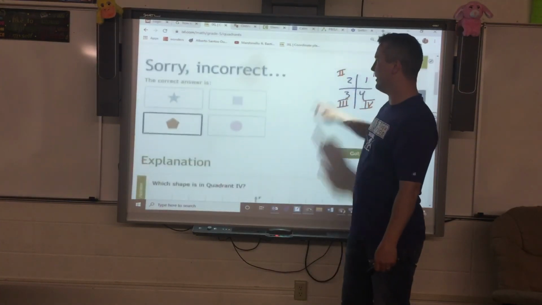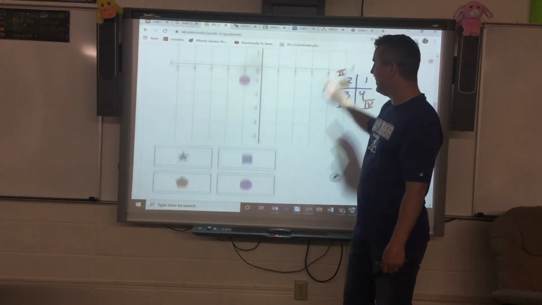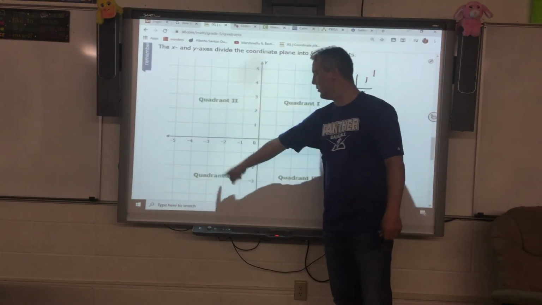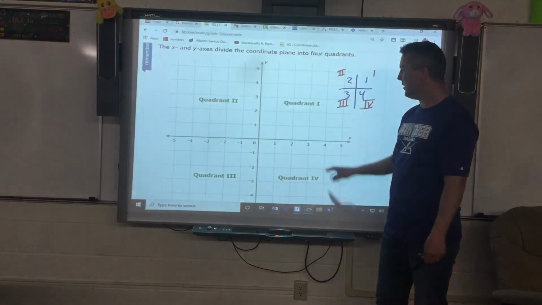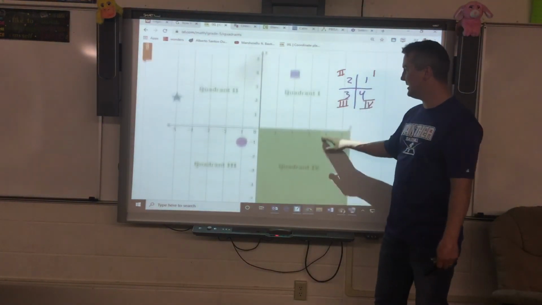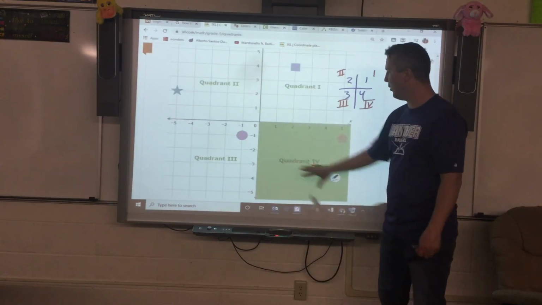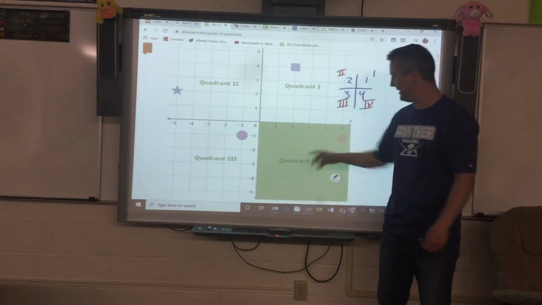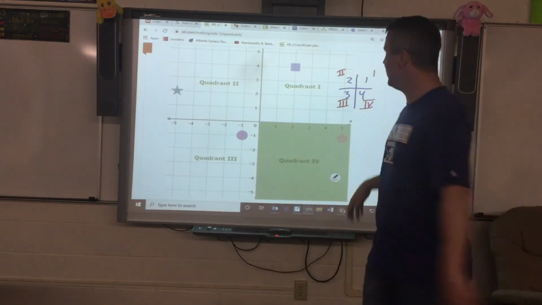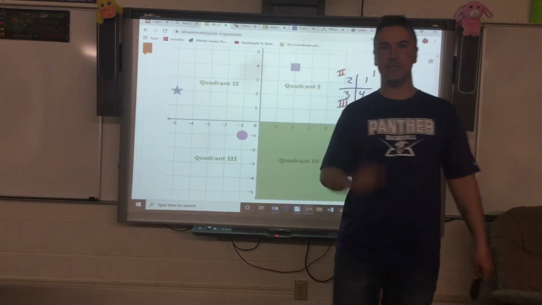Sorry, incorrect. Good. The correct answer is this. It gives you the explanation, but right down here it'll say why. Quadrant 1, quadrant 2, quadrant 3, quadrant 4, and go from there. And hopefully this helps you, seeing that like quadrant 4, the whole entire thing is this space, and this shape ended up being there. Good luck today, guys, gals. It is U5 and U6.